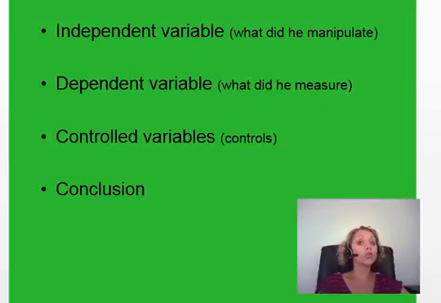What were his controlled variables? Sometimes we call these the controls. These are the things that remain constant or the same throughout the entire experiment. And lastly, what was his conclusion?